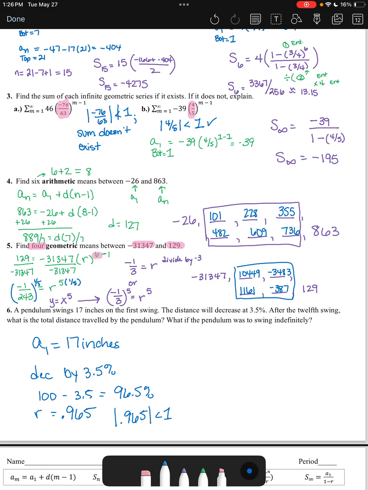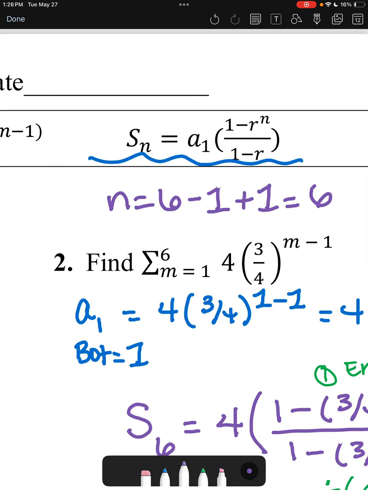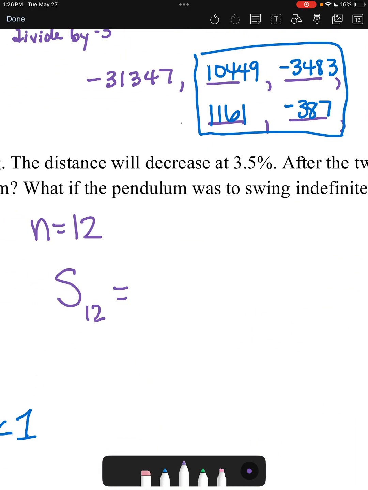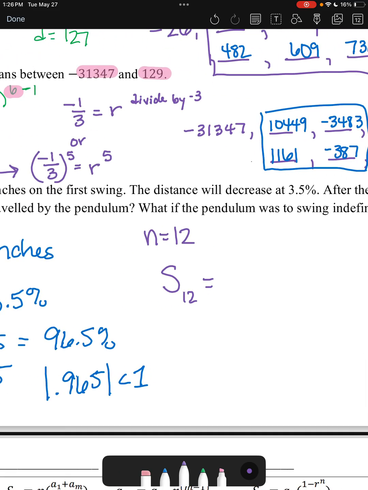So infinite series can also be done like this, which is what it's going to ask me. And it says after the 12th swing. So the first thing I want to do is I want to find when n equals 12. So when n equals 12, I'm going to go S sub 12 equals. So we're going to come back up here and we're going to use this formula here. A sub 1, which was 17. So 17 times 1 minus parenthesis 0.965 raised to the 12th over 1 minus 0.965. Always put your rates in parentheses, make your life easier.